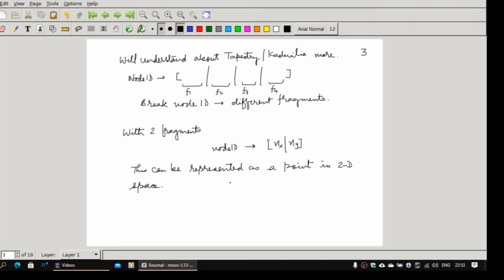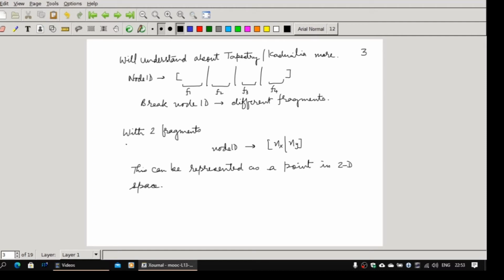On similar lines, when we go through this multi-dimensional DHT, we will probably appreciate Tapestry and Kademlia better. So node IDs are to be fragmented or partitioned into multiple partitions. In Kademlia, every bit is created as a separate partition. Here they can be F1, F2, F3 and F4. But for simplicity's sake, let's take node IDs with only 2 fragments. So I call them NX and NY.